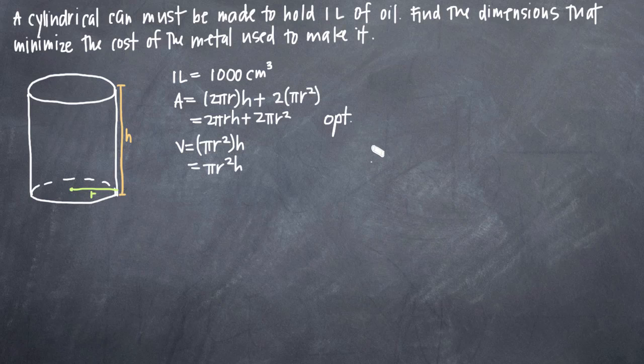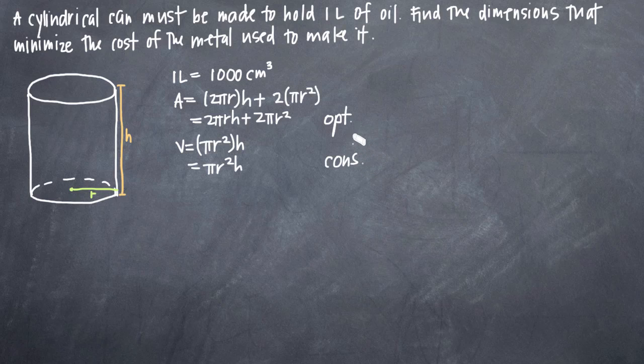Our constraint equation is the equation that limits us. So we've been told that the cylindrical can has to be made to hold 1 liter of oil. That's the only constraint we've been given. So what the problem is asking is for us to optimize the area, the surface area, minimize the cost of the metal, or minimize the cost of the surface area within the constraint, or within the condition, that the volume has to hold 1 liter or 1,000 cubic centimeters. So this volume equation here will be our constraint equation.